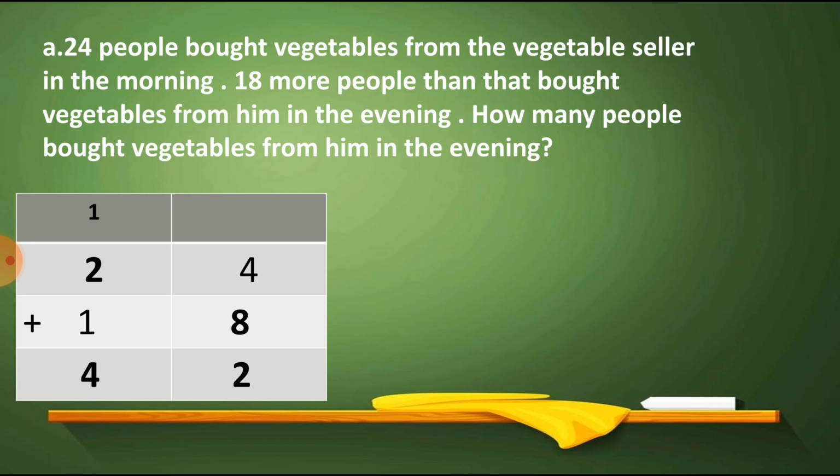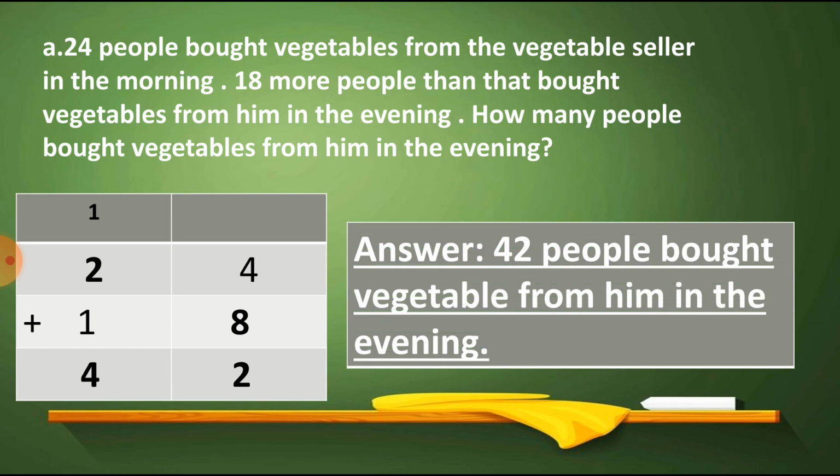This is your answer in words. You have to write down the answer in a sentence also, in word form also. So this way you can write down the answer: 42 people bought vegetables from him in the evening. This is the way to write down the answer in sentence or word form.